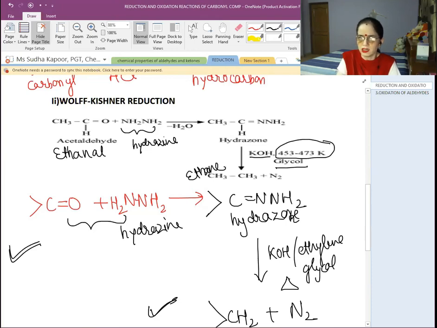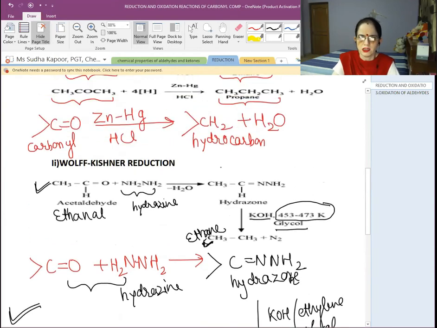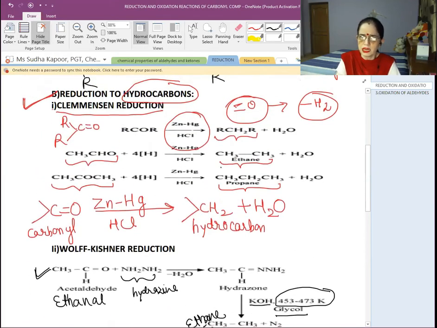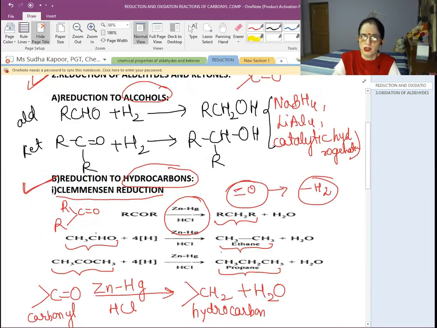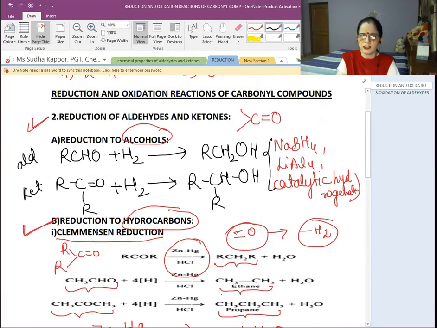So dear students, you can see that the number of carbons in ethanal and the number of carbons in ethane are the same. So in order to prepare an alkane of the same number of carbon atoms, we can use this method. Both these methods are very easy: one is the Clemmensen reduction and the other is the Wolff-Kishner. But if we have to prepare alcohol, then our best method is converting aldehyde or ketone to 1 degree or 2 degree alcohol using NaBH4 or LiAlH4, and catalytic hydrogenation can also be done. Any of these reagents can be used here.